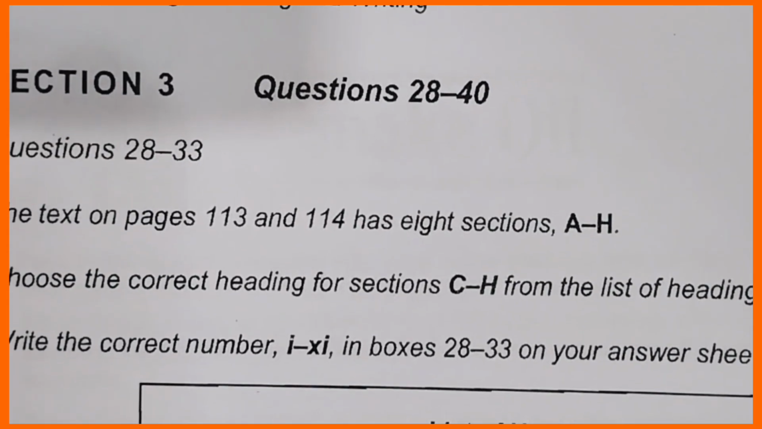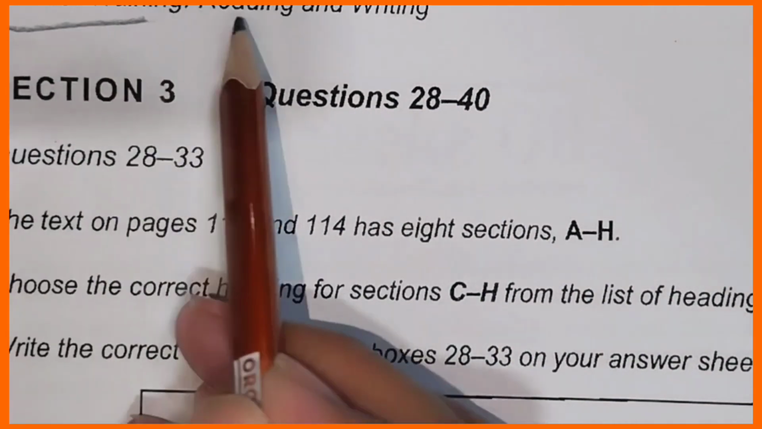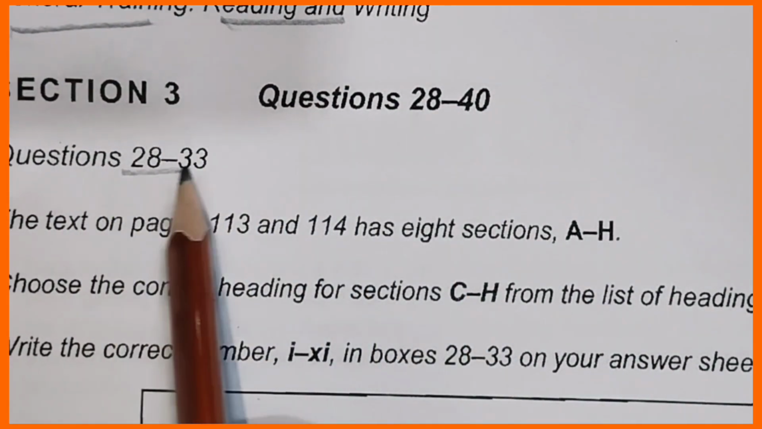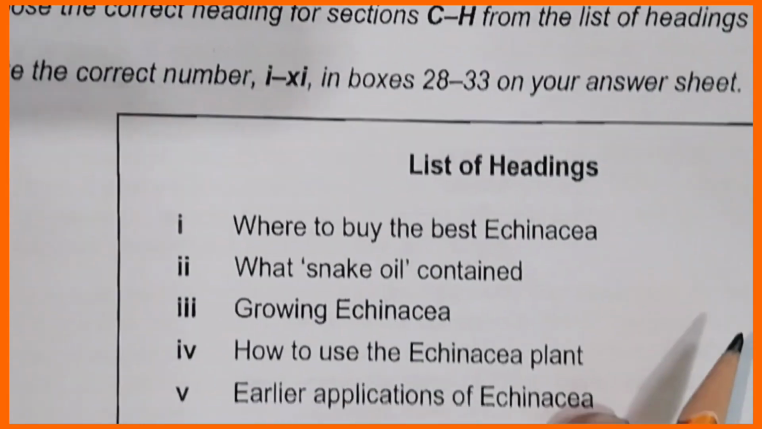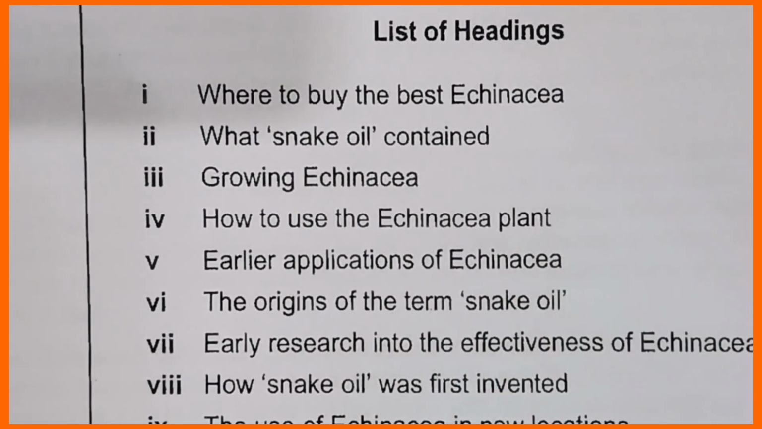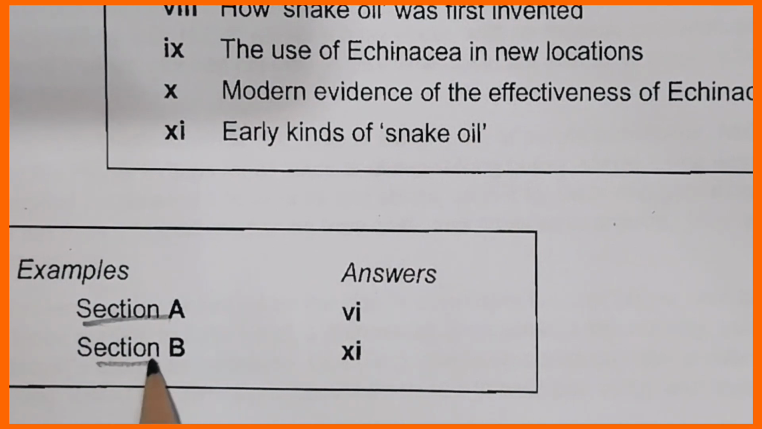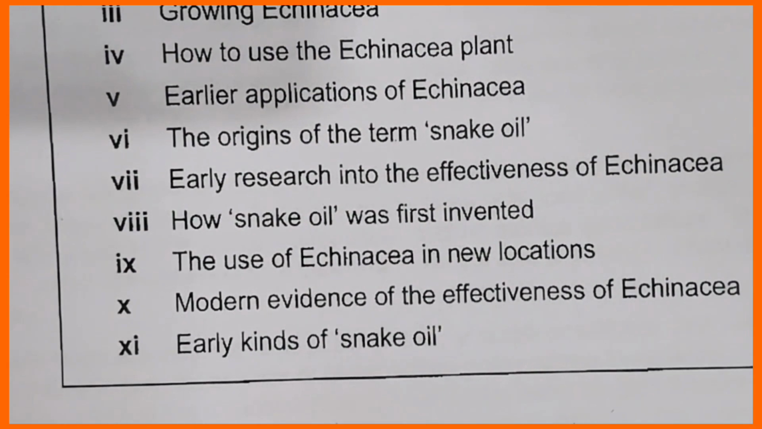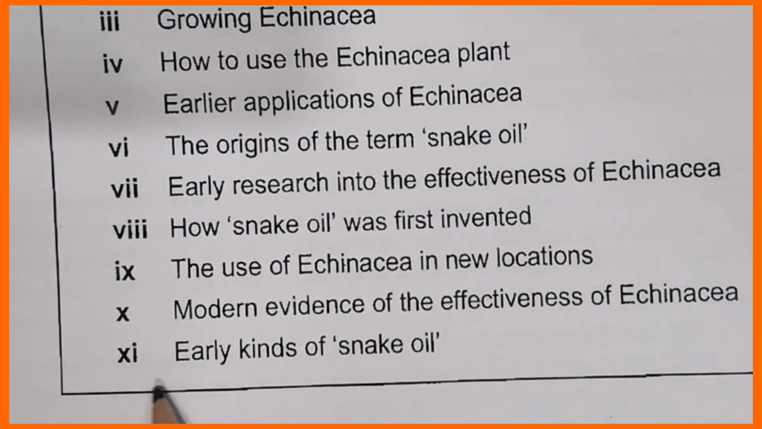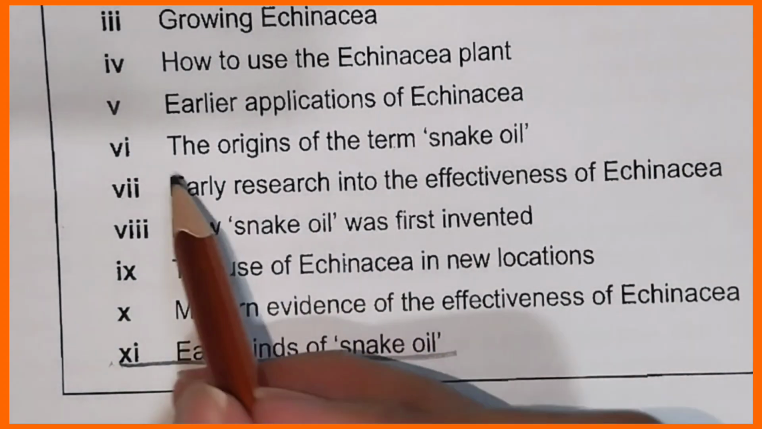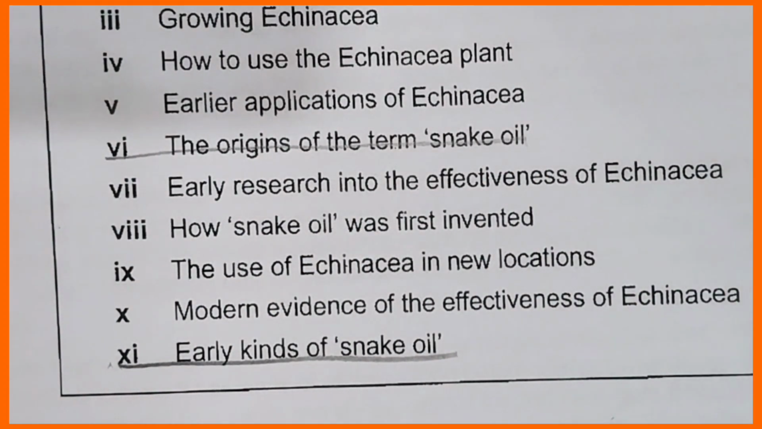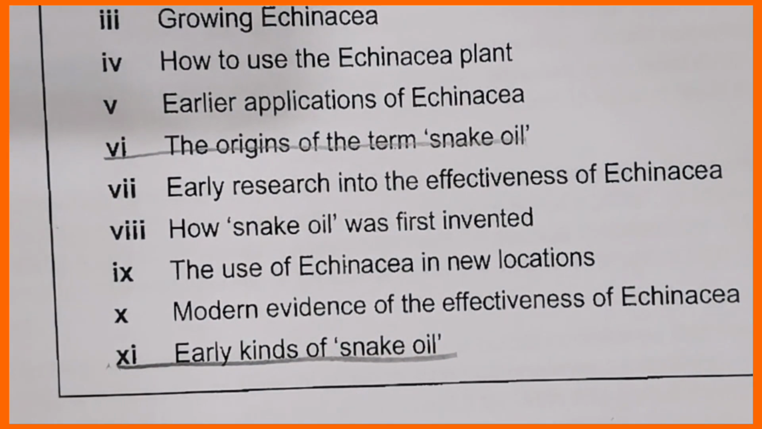Okay, now we are at section 3 of general training, and we are going to read from question number 28 to 33, and a list of headings is there. So first of all, we will see the examples. They are giving us two examples, section A and section B. Section A has 6 and section B has 11. So I will cut these as well, because we are not supposed to do anything with these two options.